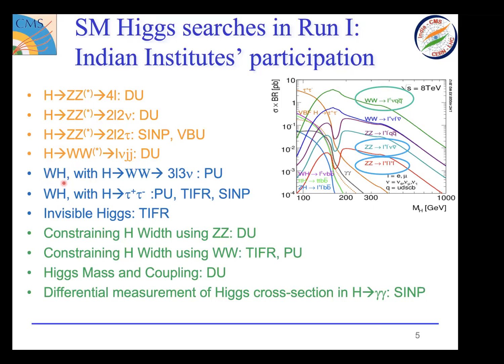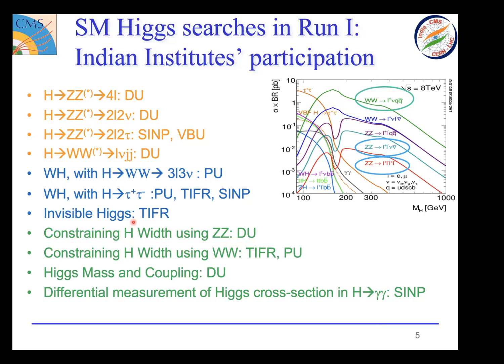But then there are separate analyses for the associated production of Higgs with W bosons, where the Higgs subsequently decays to WW or tau-tau pair. Then there is this invisible Higgs analysis. In principle, this is a non-standard model decay of the Higgs boson. I will comment on that.